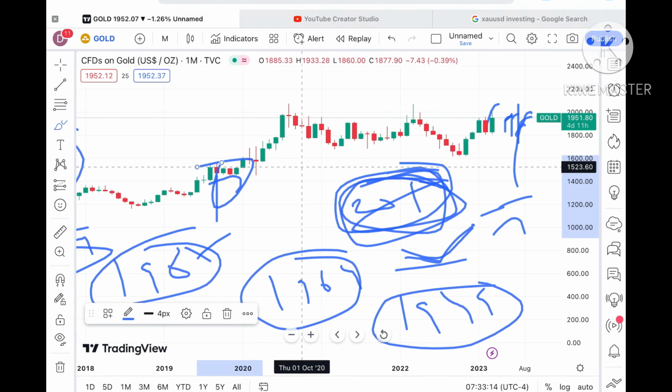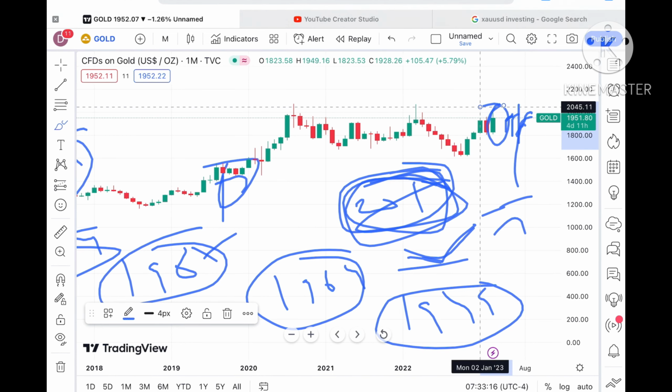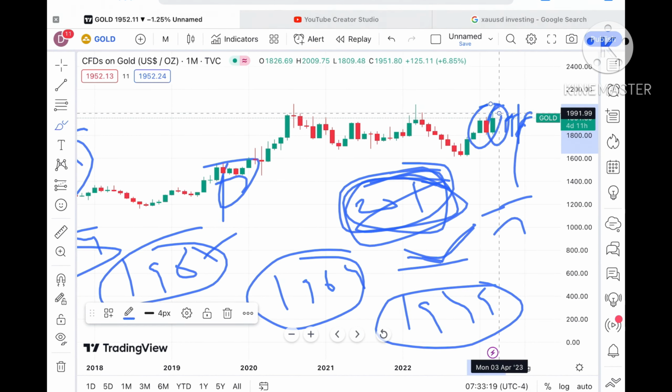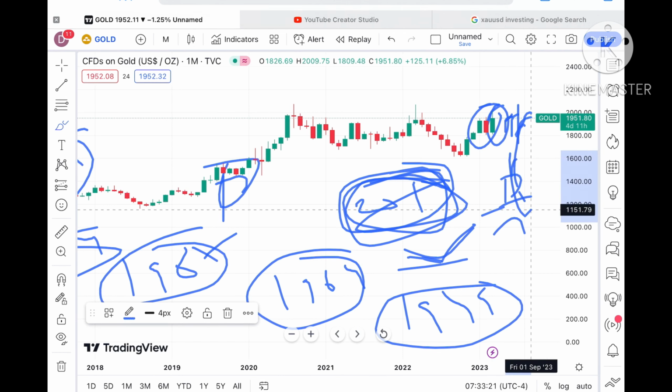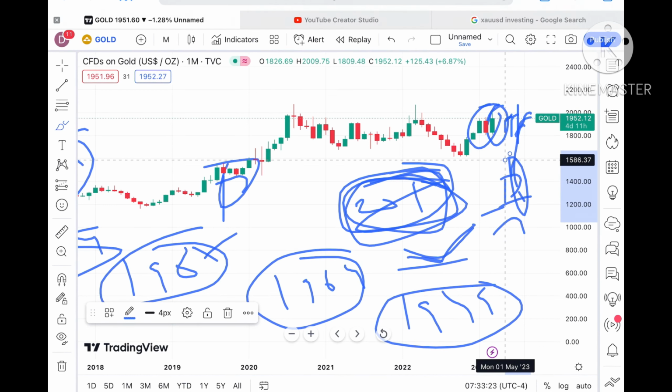You have to understand that the green candle is forming, and the chances are very high that after sustaining this particular level, it can go further upside.